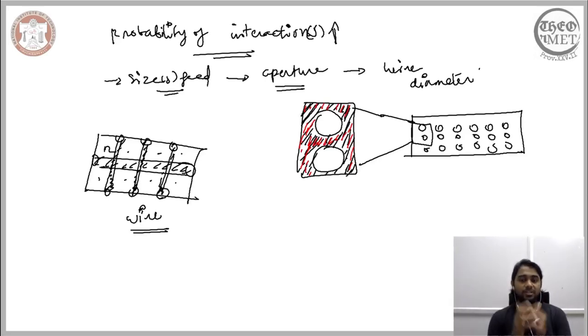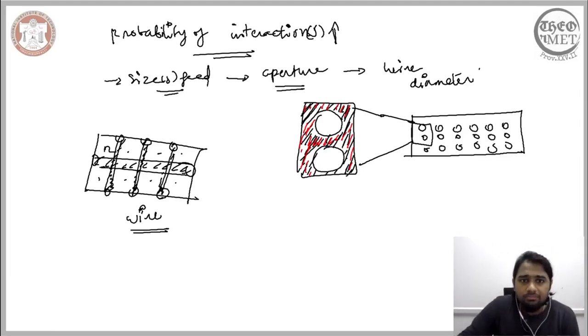Now, the reason we need to consider these factors is primarily because we want to increase the probability of interaction so that the screening we are interested in occurs more efficiently. So we are able to achieve the desired screening. So we need to increase this probability of interaction.